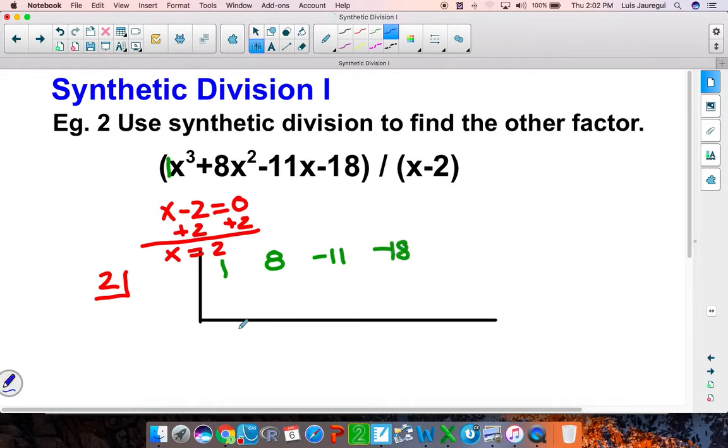Again, one more time, we're going to start off by dropping the actual leading coefficient of 1 in this case. And let's start by doing multiplications. 2 times 1 is 2. We're going to add those two together, and that gives us 10. Then 2 times 10 is 20. We add those two together, and that gives you positive 9. And then 2 times 9 gives you 18. When you add negative 18 plus 18, that gives you 0. One more time, this will be your remainder.